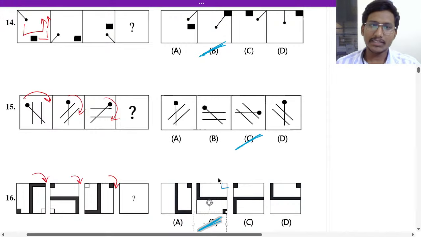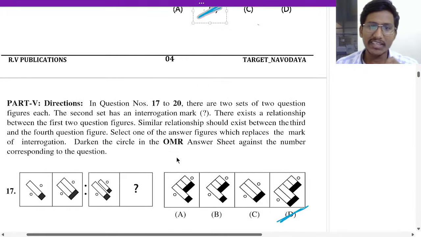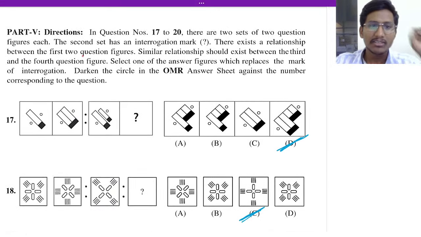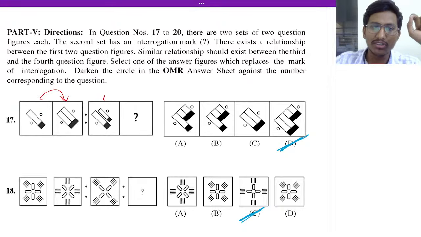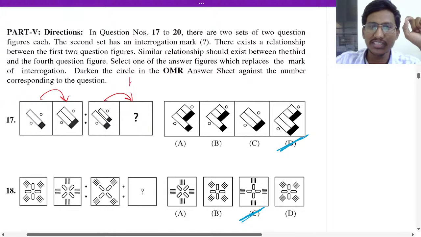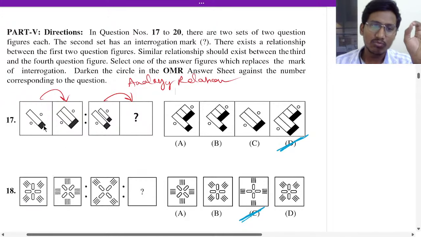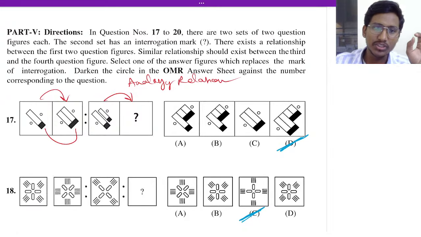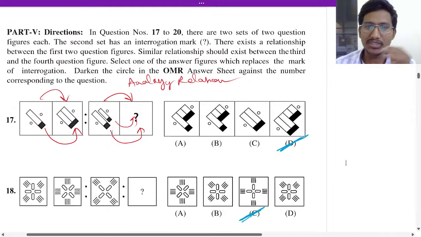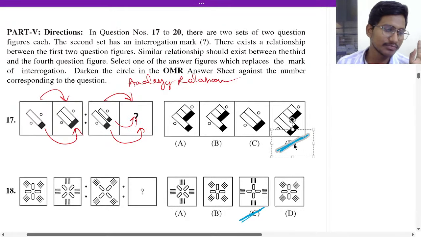Next, so here let us go to the next, that is part 5. What will be part 5? Part 5 will be analogy. So relation. We have to see the analogy relation. If you see, one is becoming 2 here. So 1 will become 2. This one will also become 2. So option D is the very easy answer. Okay?